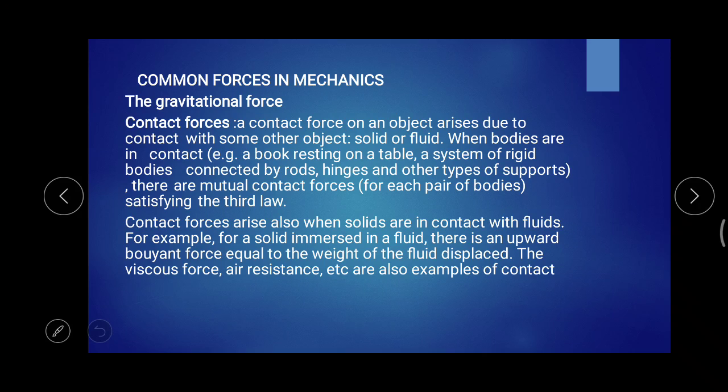Between solids and fluids also, contact forces are possible. For example, the force due to the buoyancy of the water. Suppose you drop a wooden piece over the water, it will float, isn't it? That is due to the buoyancy of the water. The water surface applies a force against the wooden piece, so it floats, and that force applied by the water on the wooden piece is known as the force due to buoyancy.